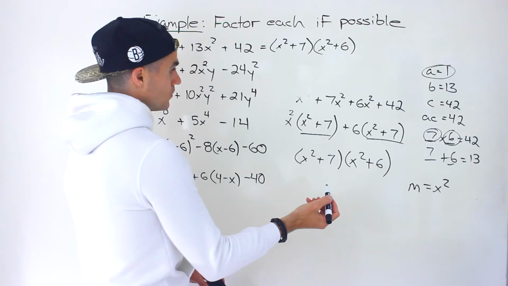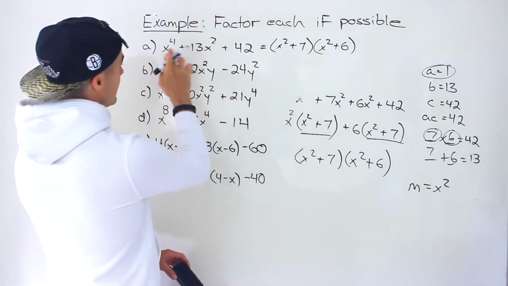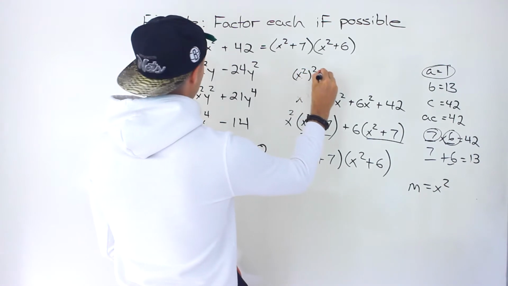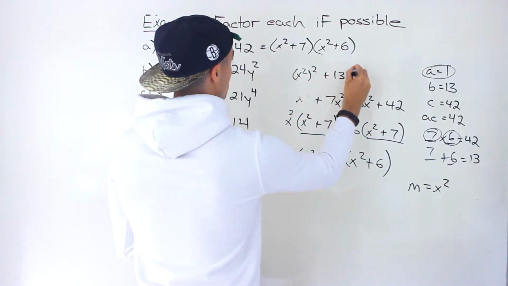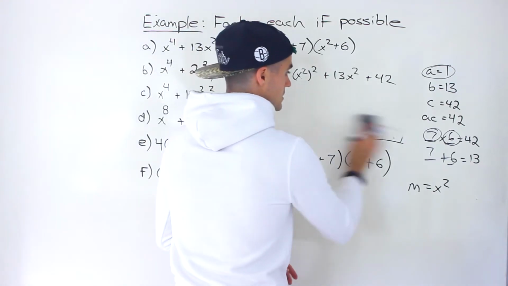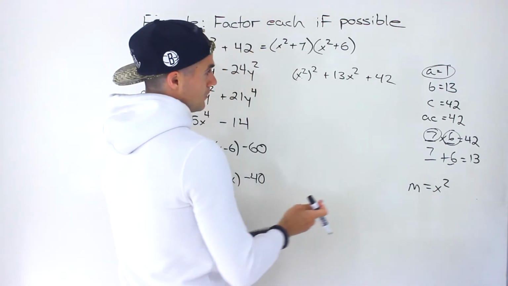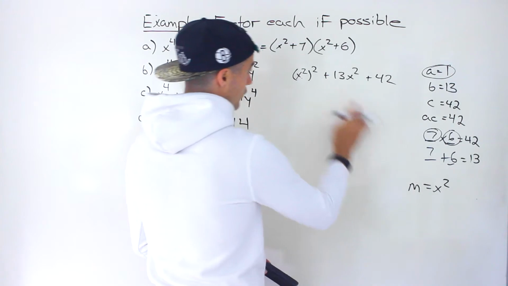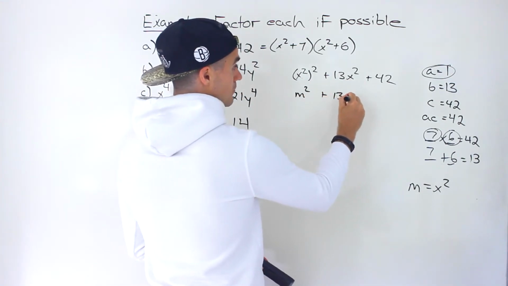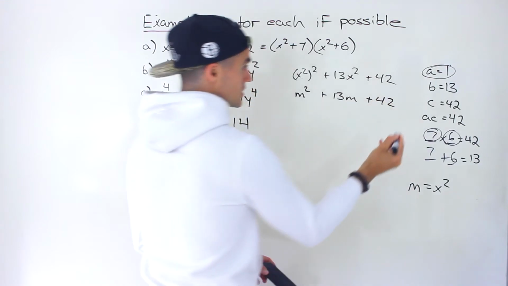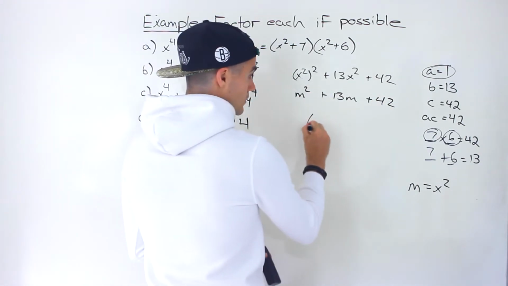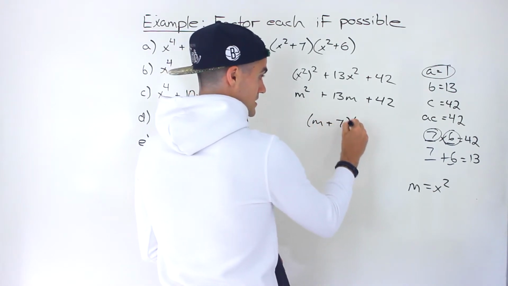And so then what we could do is we could take this x to the 4, we could rewrite as x squared squared. Actually, you know what? I'm just going to erase all this. And then what we do is we plug in this m for any x squared that we see. So we'd end up with m squared plus 13m plus 42. And so we end up with a quadratic like that. Then when you factor that, you'd end up with m plus 7, m plus 6.